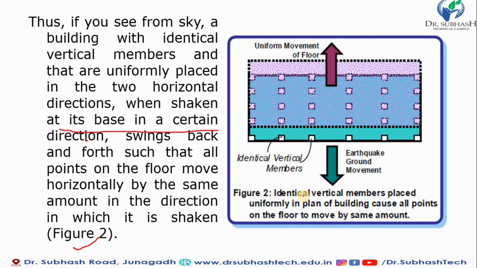Now you can see that ideally vertical members should be placed like this. You can see in this plan, a uniformly planned building causes all the points on the floor to move the same. Now we have located the identical vertical members, like a column, and this is the uniform floor that should be maintained. Now you can see the earthquake movement direction. It should be the same direction as the swing, and now all the vertical members perform identically very well.